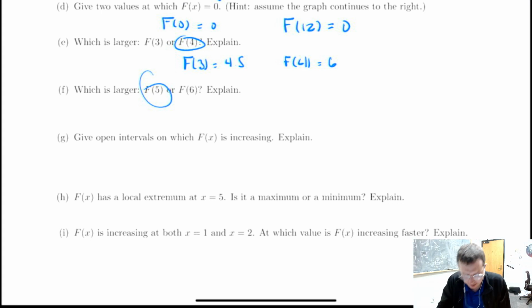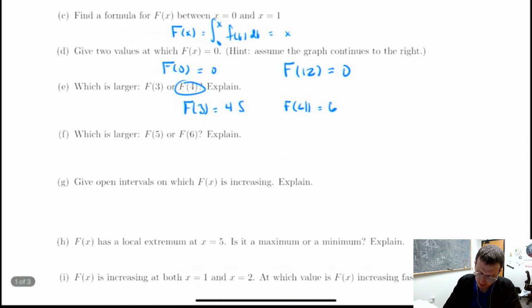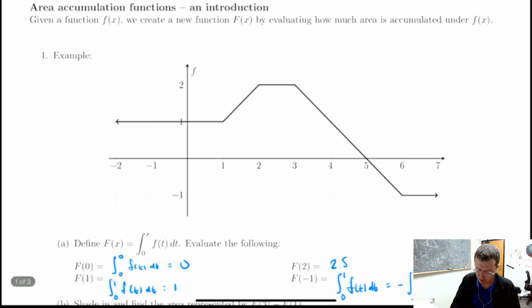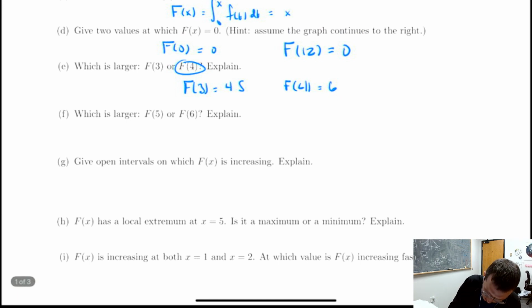All right, so when is big F of x increasing? And again, if you think of this as the amount of snow that's accumulated, when is the amount of snow on the ground increasing? It's whenever it's snowing. Once the snow starts melting, then the amount of snow on the ground decreases. So whenever the graph of little f is positive, then capital F is increasing. So negative infinity to 5.